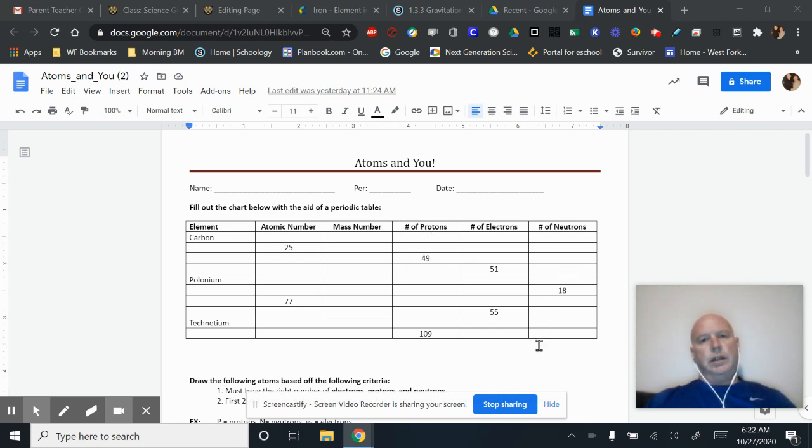So we are on day 3 for Atoms and You. We're going to do this over two more days. So we're going to do 10 questions today and then 9 questions tomorrow. I think there's 19 left. So you will need a periodic table. I have included a periodic table in today's day 3 lesson.